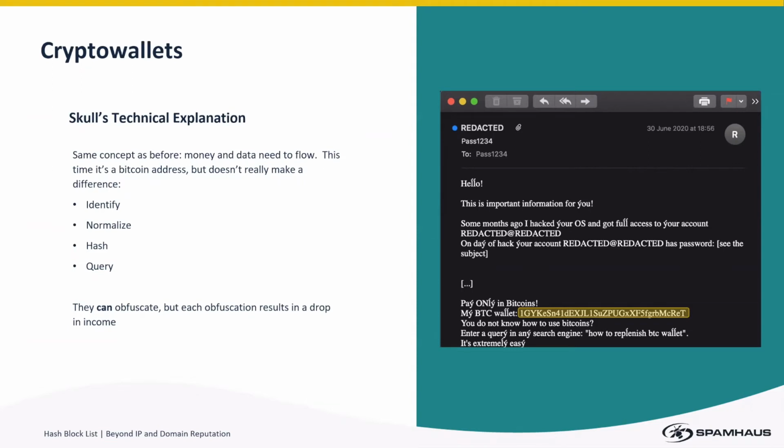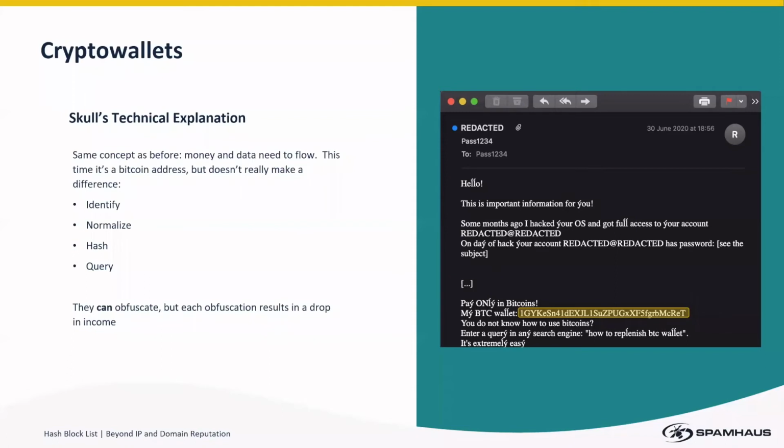Identifying a crypto wallet account is relatively easy. They have a fixed length, they have a fixed structure, so you can look for that. Checking that a string that you extracted from the message is actually a valid crypto wallet address is a little bit more complicated. Normalization can be, for some crypto wallets, particularly complicated too. Then you have the hashing and the query.